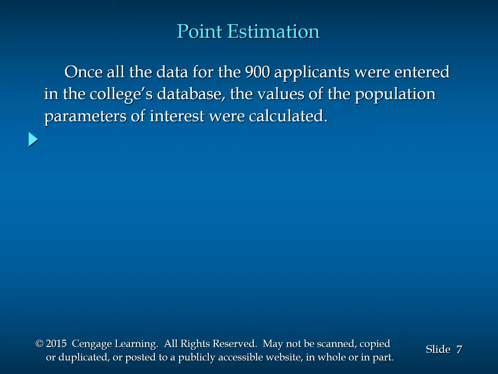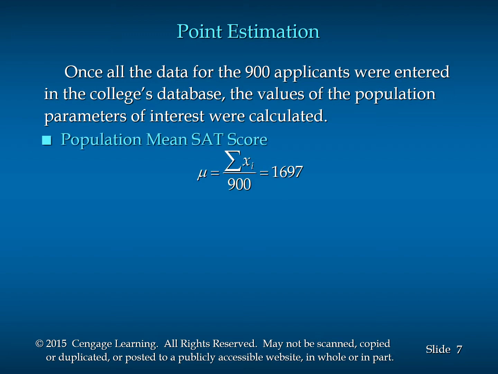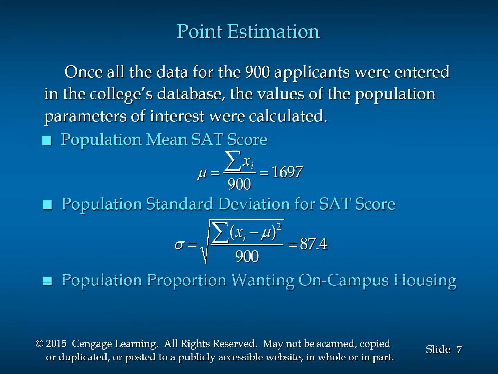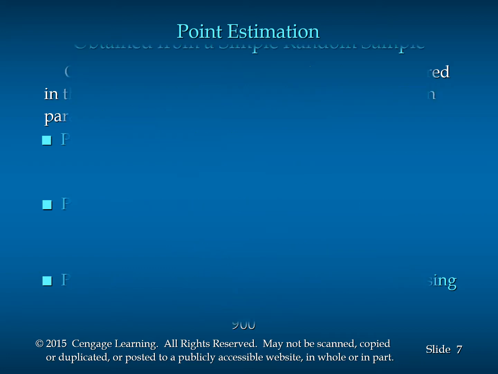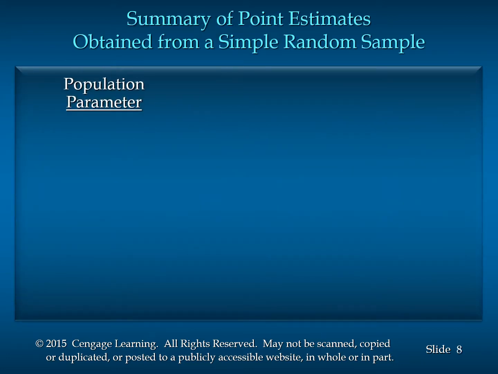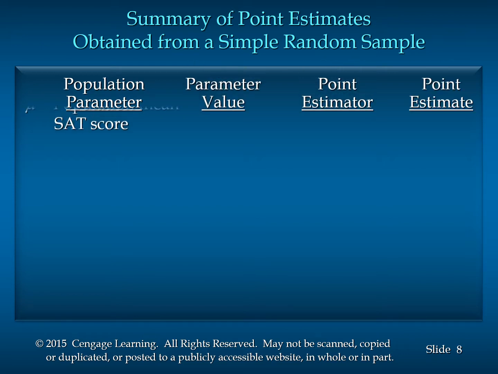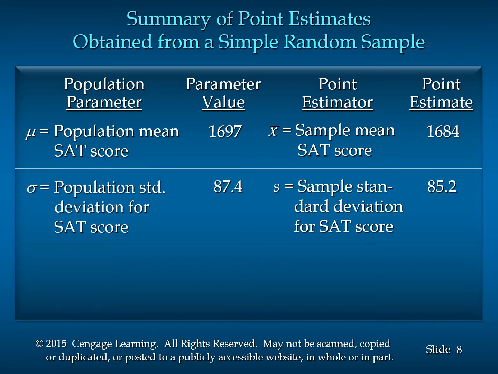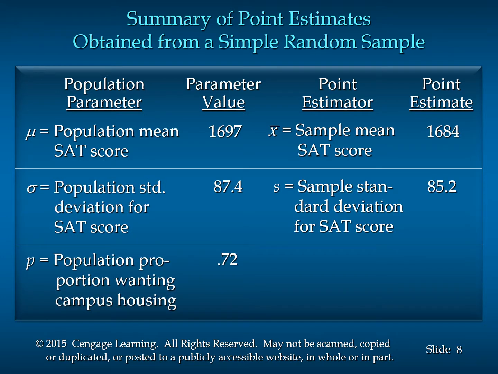When the director of admissions had more time, it was possible to look at the parameters of the entire population, calculated here: mean of 1697, standard deviation 87.4, and a proportion wanting housing of 0.72. When comparing the population parameters, mean, standard deviation, and proportion, to the sample statistics, we can see they are close, but not exactly the same.